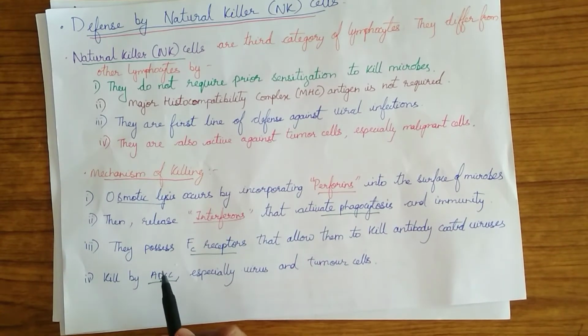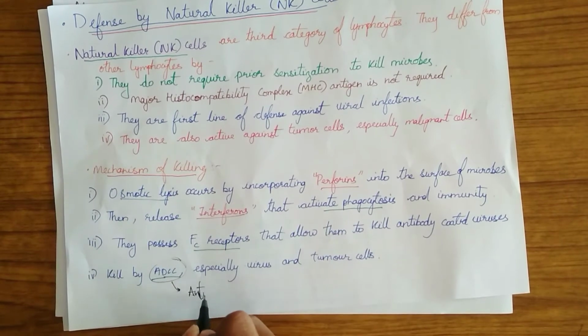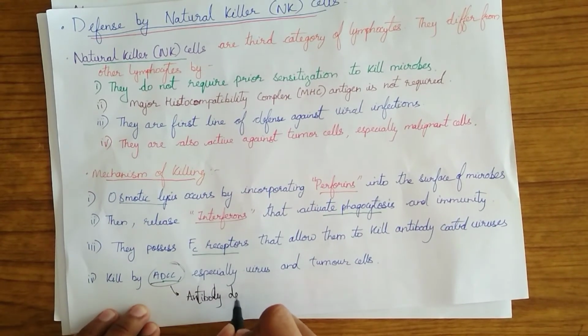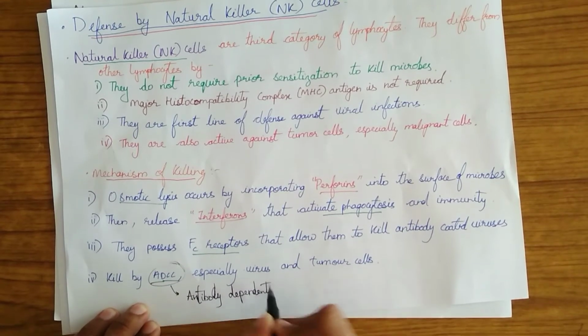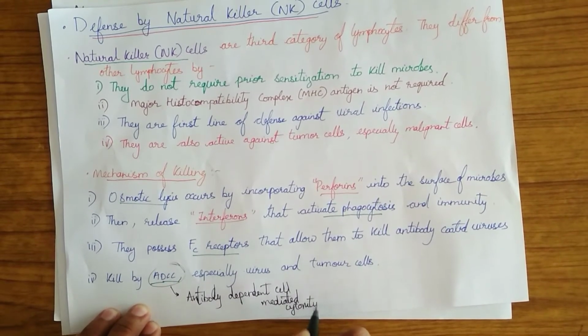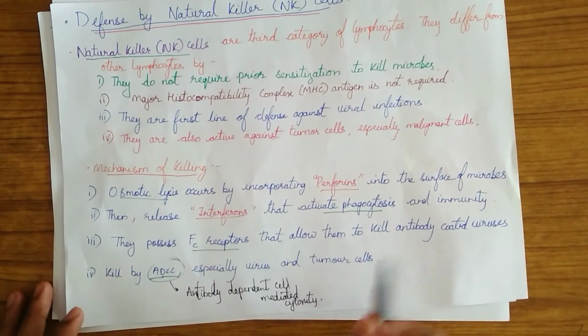They kill by the process of ADCC. ADCC is also known as antibody-dependent cell-mediated cytotoxicity. This is a cytotoxic process through which especially virus and tumor cells are lysed.